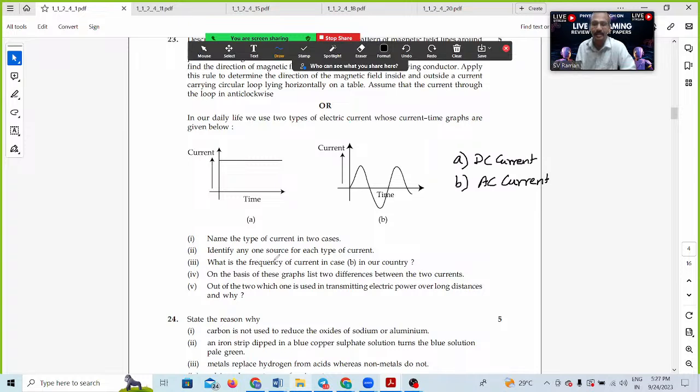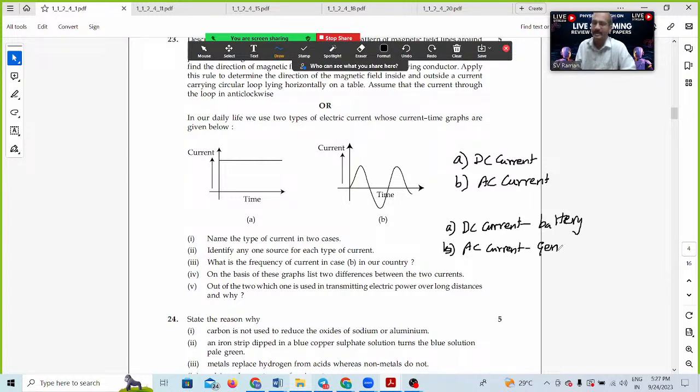Identify any one source for each type of current. So for DC current, the source is a battery, normally batteries. Now AC current, the AC current source will be a generator.